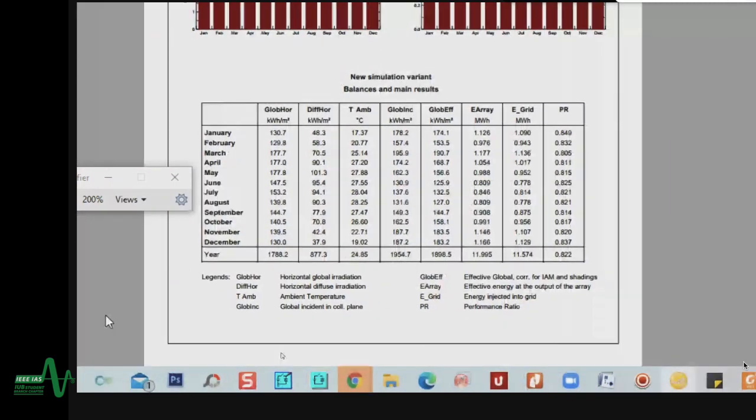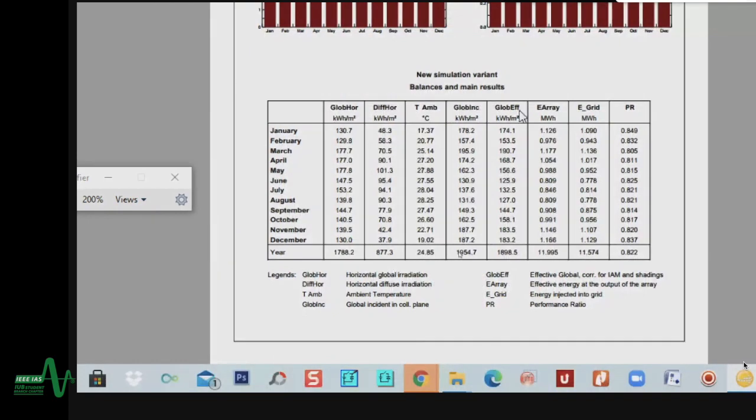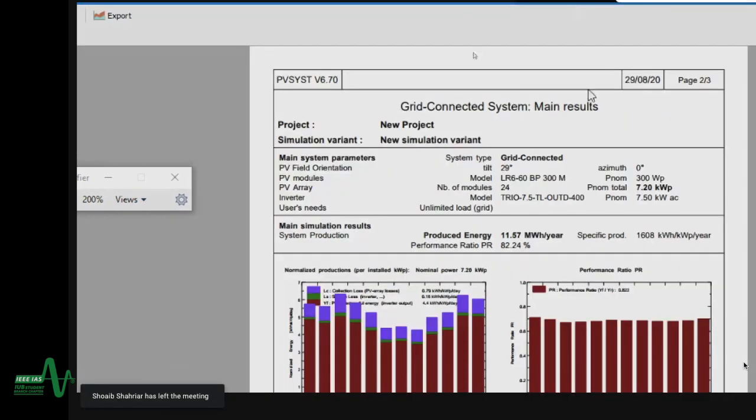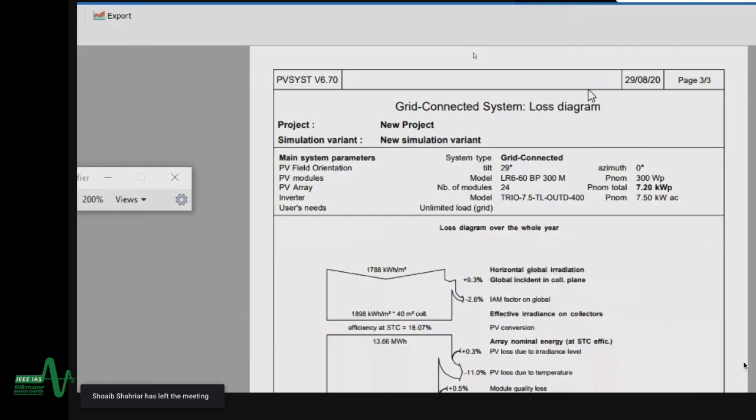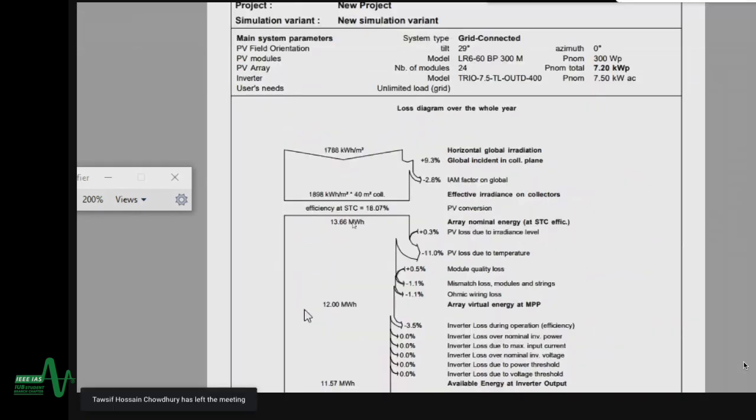And there are some other issues. It shows the global hour. You already saw it from the NASA data. Okay, fine. Then go to the third page.